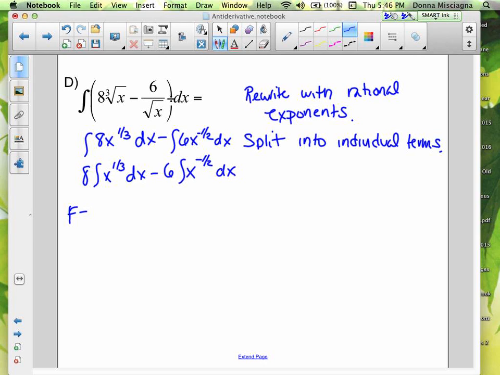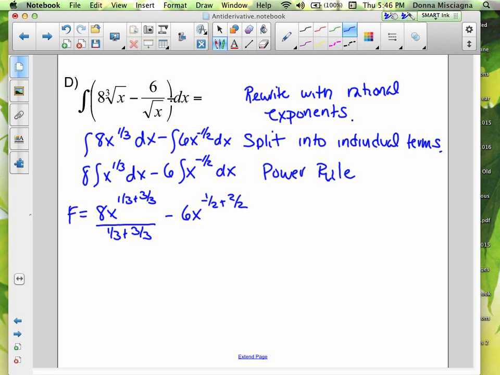And then we can integrate. So that would be 8, and it would be the power rule. My hand's getting tired. I did all of these podcasts in one shot. So this would be 8x to the 1/3 plus 3/3 divided by 1/3 plus 3/3, minus 6x to the negative 1/2 plus 2/2, and then divided by negative 1/2 plus 2/2, plus c.